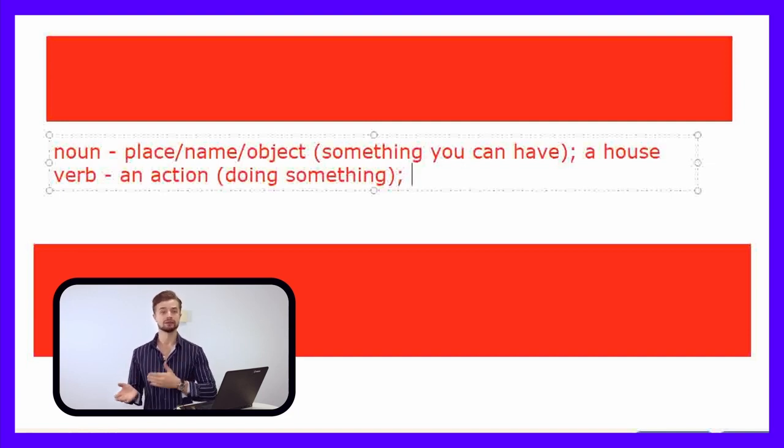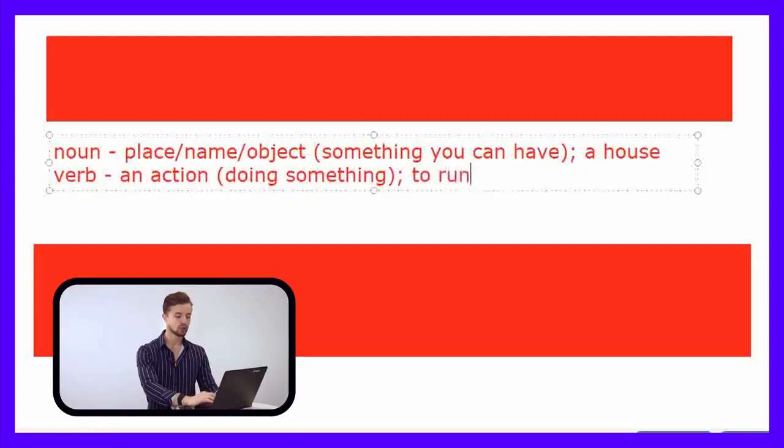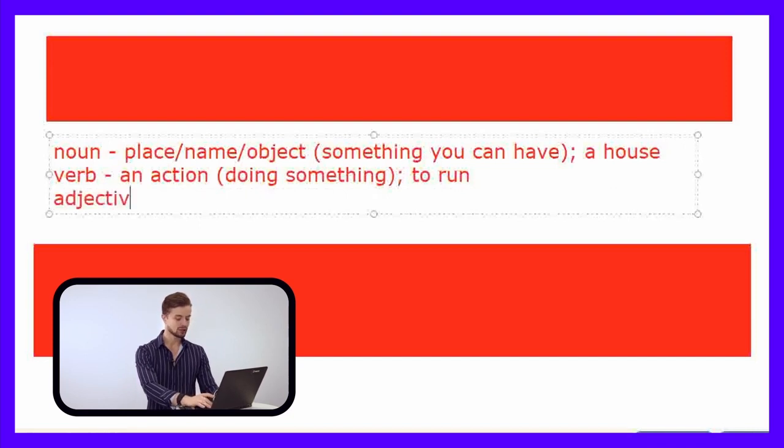But of course, it can be in different tenses. I am running, or I was running. I run daily, or I ran every day. So the verbs can be in different tenses. But again, let's pick a very simple example, right? So let's say the word to run. That's a verb.